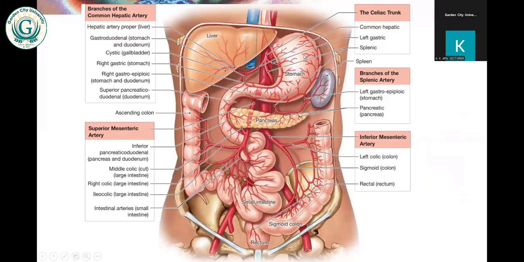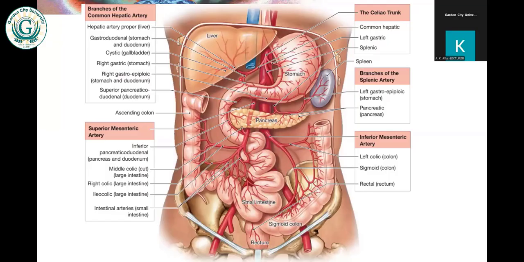It gives branches that will supply the derivatives of the foregut. Here you can see the celiac trunk giving rise to the left gastric artery. There's a right gastric artery. There's also a part that goes to the spleen, the splenic artery. That splenic artery gives branches that will supply the stomach and also the pancreas. Then there's a hepatic artery, which goes to the liver. That hepatic artery also gives branches that supply the gallbladder, that's the cystic artery.